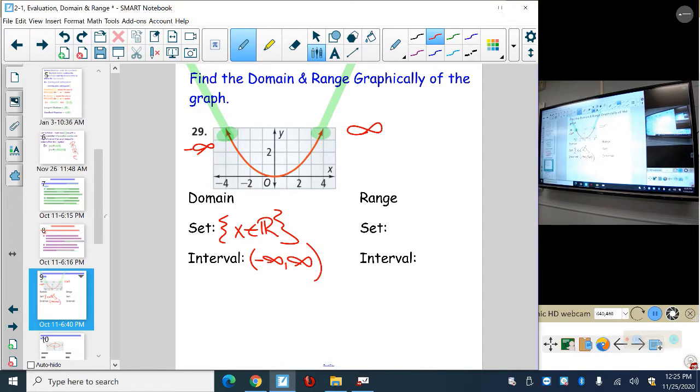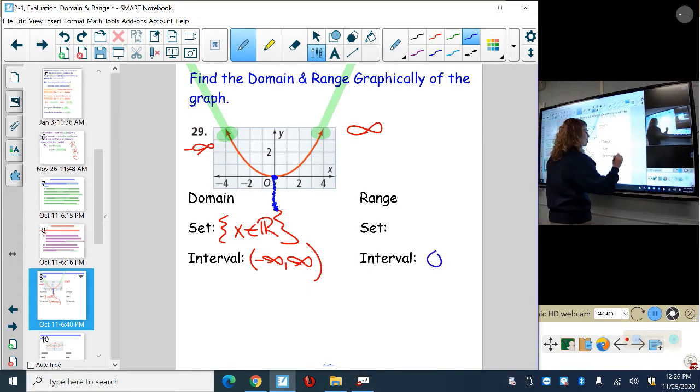Okay? Now, range. How do I read range? I read range from bottom to top. So I'm coming up here, and where do I first run into the graph? I run into the graph right here. What y value is that? The y value is going to be 0. So that means this starts at 0, and then where does it end?